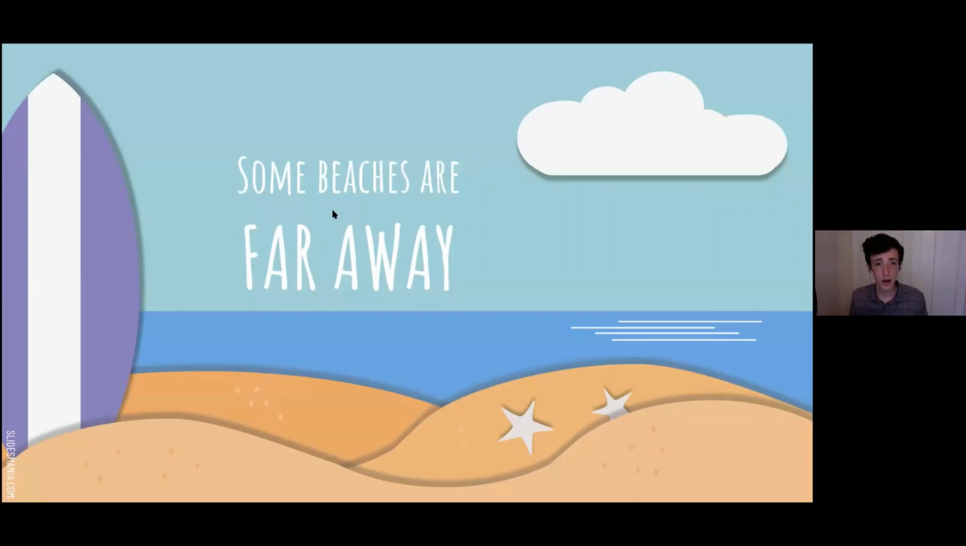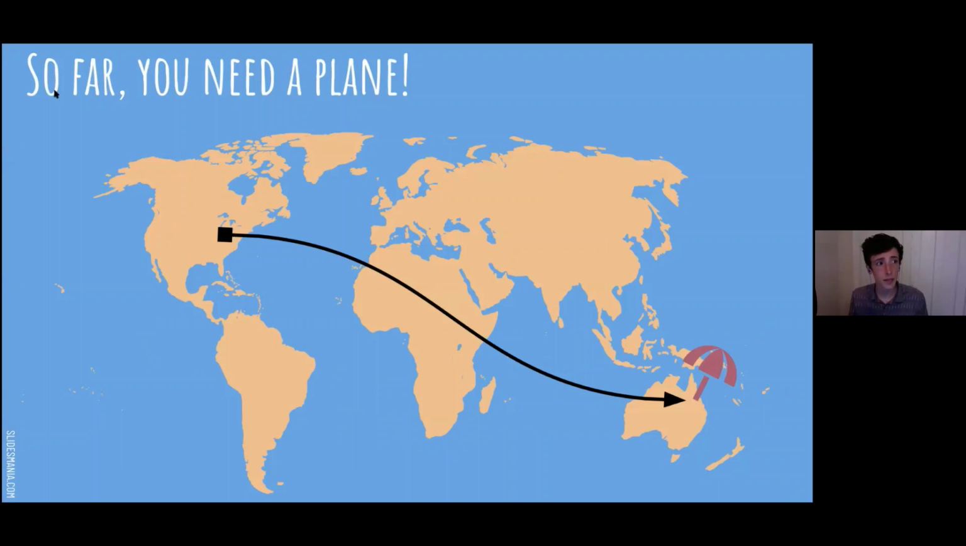Some beaches are far away. We talked about beaches being tropical and being in very distant areas. Some beaches are so far away that you actually need a plane to get there. You can't drive because look at all this water. All the blue is the ocean. You can't drive in your car across the ocean. Sometimes you need to fly in a plane to the beach.